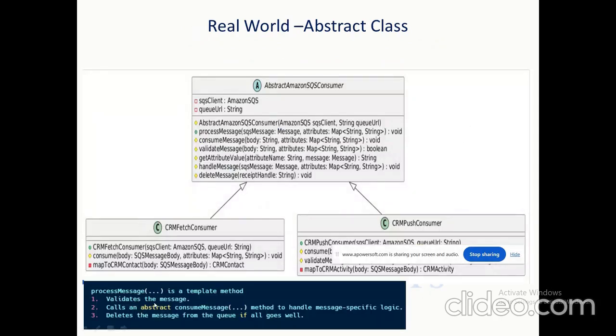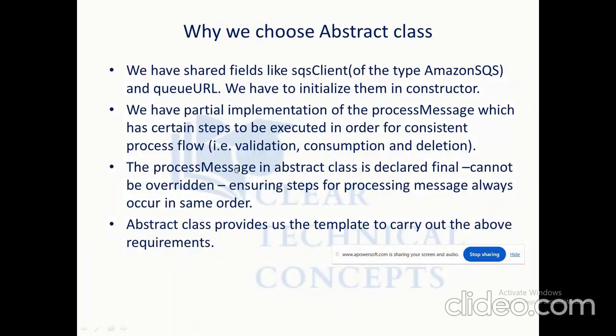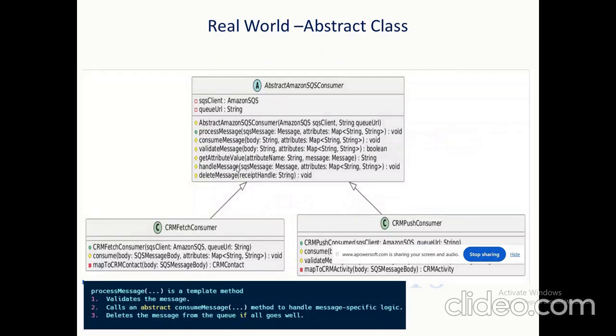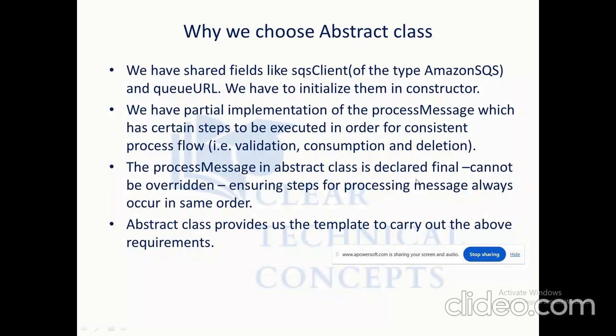The process flow I've mentioned here validates the message, calls the consume message, and deletes the message. So this process flow had to be followed for all the consumers. Also, the process message we have defined as final in this base class, because we don't want both the consumers to override them, but follow the steps that are there. So this will ensure that for processing a message, always the same steps will be done in the same order.